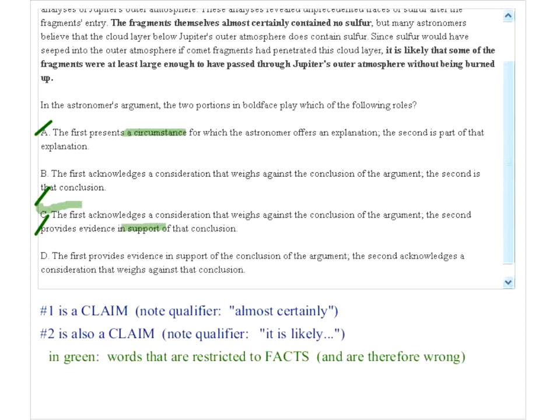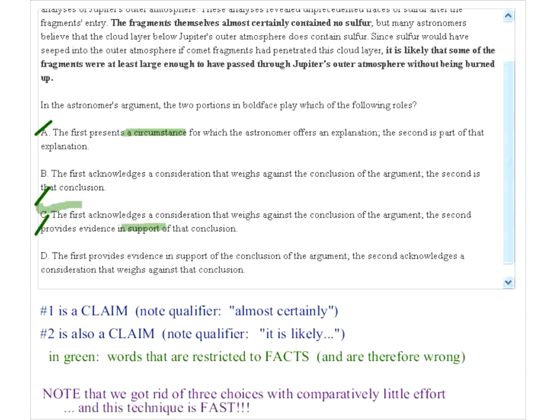And that's the main thrust of today. You can't necessarily expect to get everything all the time. But note that we got rid of 3 choices with comparatively little effort. And this technique is fast. So that's a good thing.